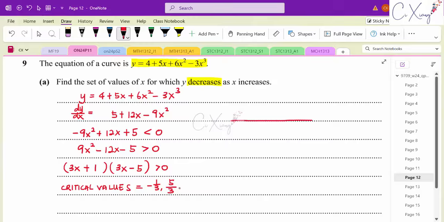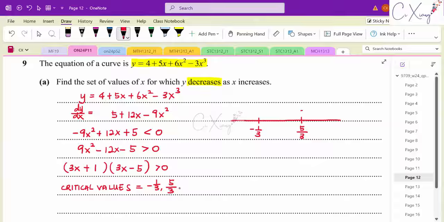Once you have these two critical values, you can use any method that you like to decide when you have a decreasing function. For me, I'm using the number line. Some students might want to use the table of signs, or some students prefer to sketch the diagram out, whether it is a U shape or N shape. That also can, right? It doesn't matter. So for me, I'm using the number line.